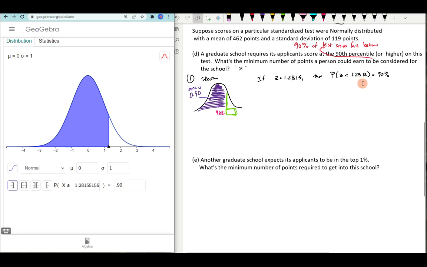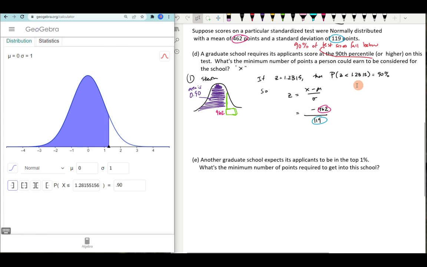So to find my value, I know that the z-score is equal to the data value minus the mean divided by the standard deviation. This is how we compute z-scores. And I know what some of these values are. I know what the mean is because I'm told what the mean is. The mean is 462 points. So I should be subtracting off of 462. I also know that the standard deviation is 119 points. Again, I am told this. So I know that should be 119.